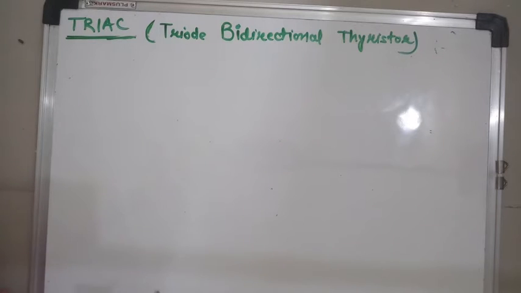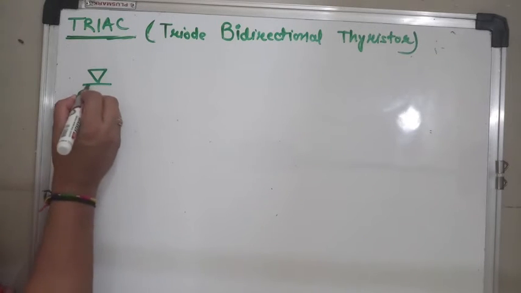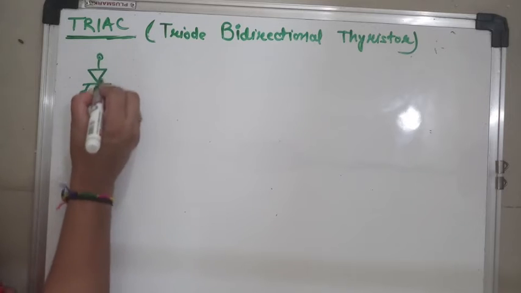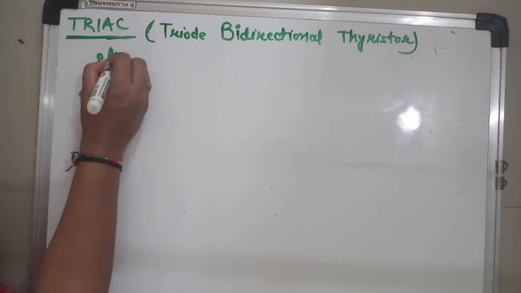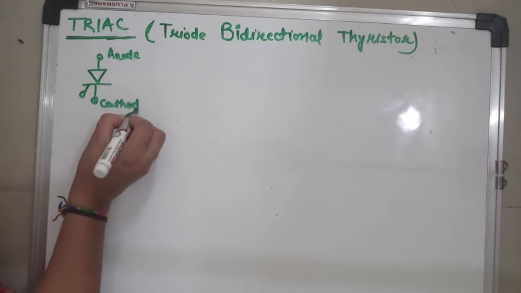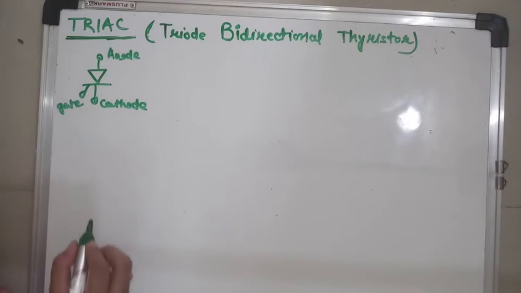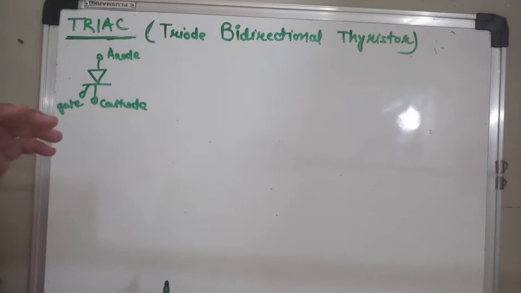Now the SCR has three terminals, and the symbol of the SCR is like this, having three terminals labeled as anode, cathode and gate. Gate acts as the control terminal of the SCR. What is the condition to make the SCR into the on state, to make the SCR on?